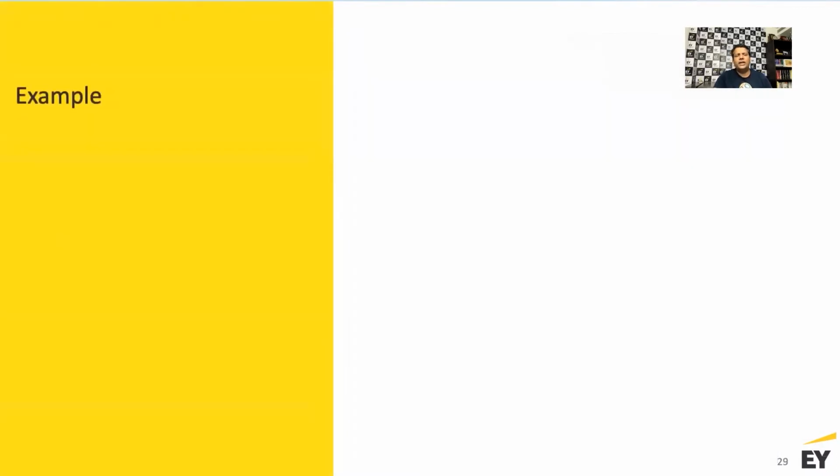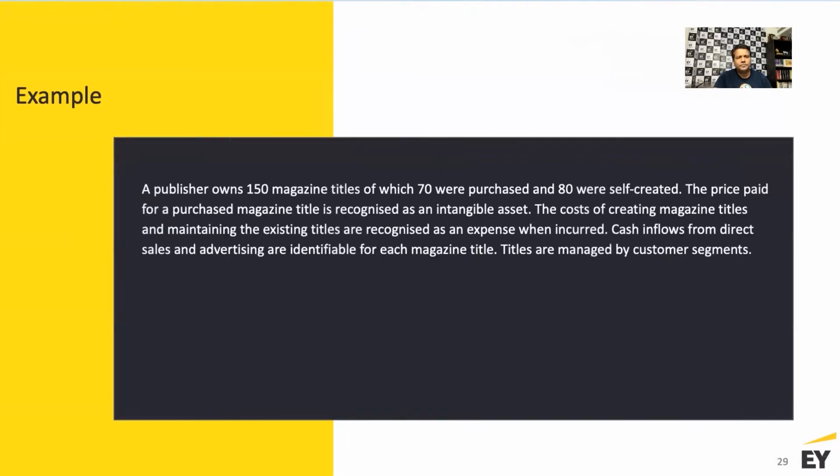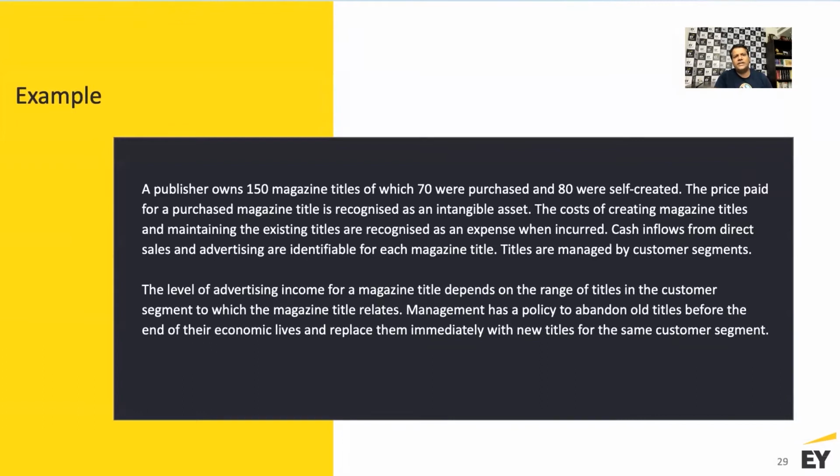Let's try and understand this with the help of an example. So we have a publisher here who owns 150 magazine titles, of which 70 were purchased and 80 were self-created. So a magazine publishing house, 70 are purchased and 80 are self-created. And ordinarily, as I said, in the intangible asset, you purchase an intangible asset, you capitalize them.